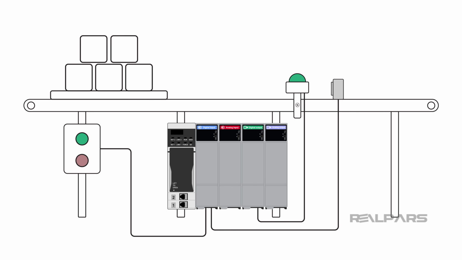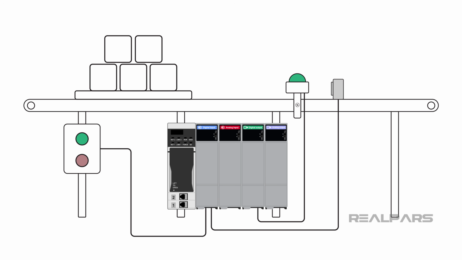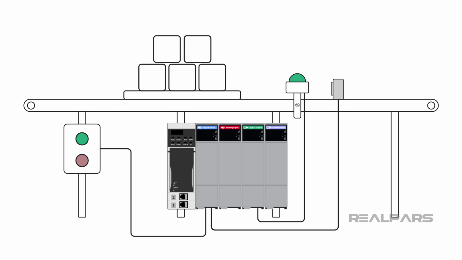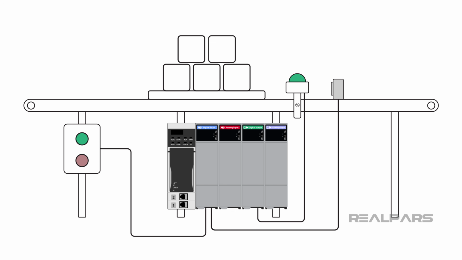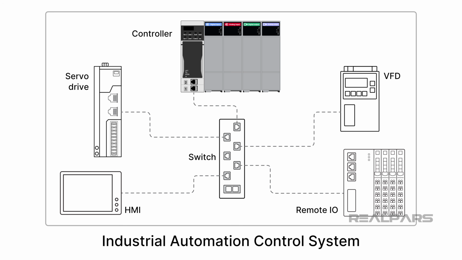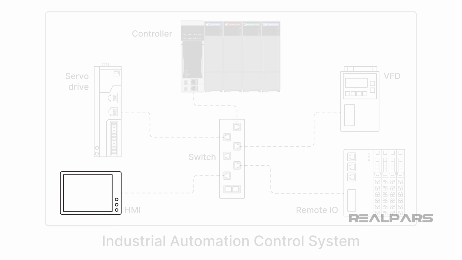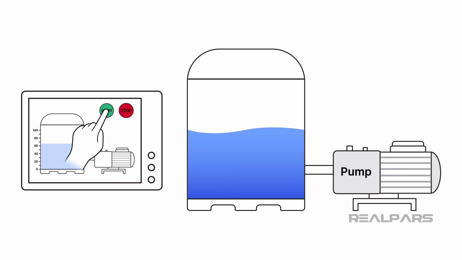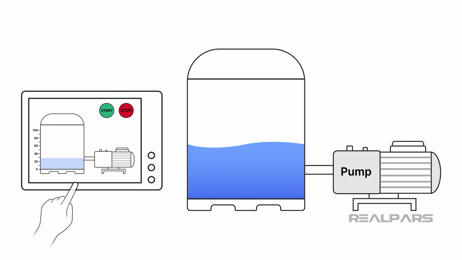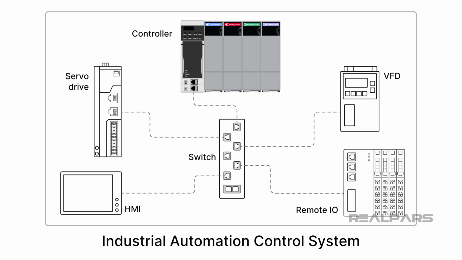An industrial automation control system, or IACS, is a set of hardware and software components that are used to manage automated processes and machinery. In this video, I'll introduce you to the structure of industrial automation control systems and explain how these systems are used to control processes and machinery. Let's get started by looking at the structure of an IACS.